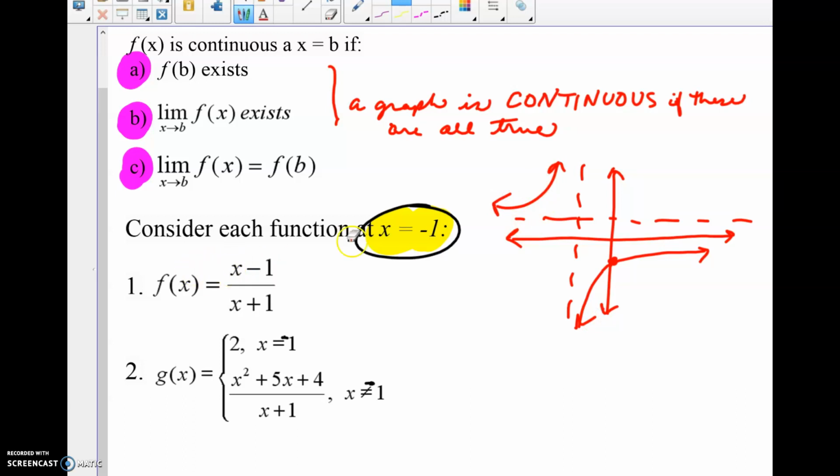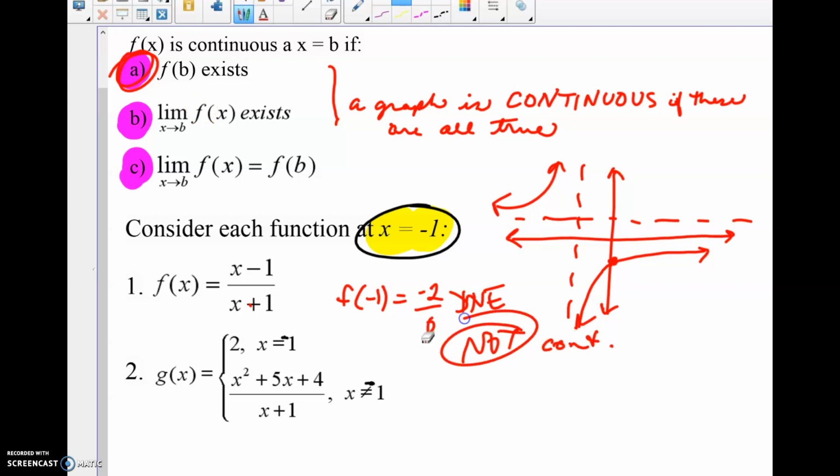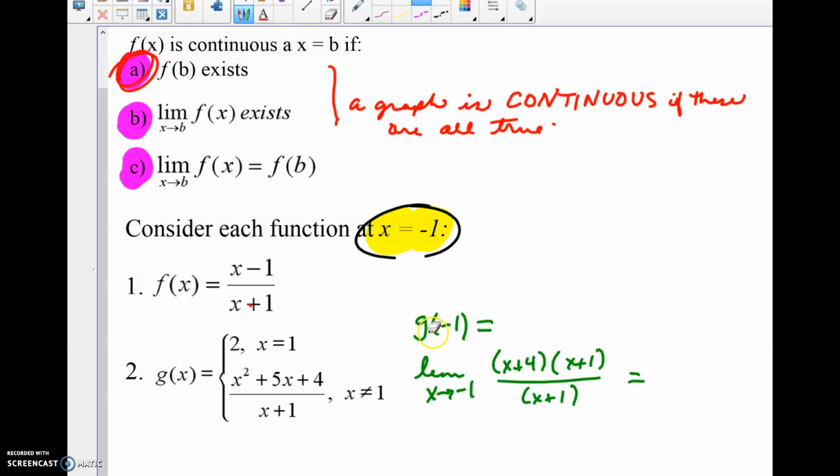Okay, so what happens here when x is -1? Looking at the first point of continuity, f of -1 is going to equal -2/0. That does not exist. So number 1 already does not meet the conditions. This is not continuous, and that's something we could see from the graph. There's no way I could trace my pen along this graph without lifting it up, right? It's not continuous.